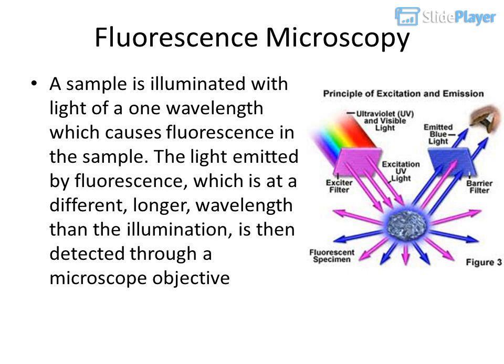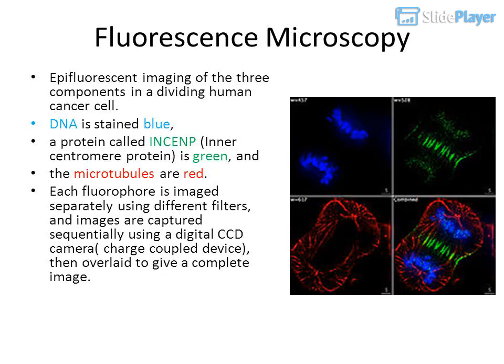Fluorescence microscopy. A sample is illuminated with light of one wavelength which causes fluorescence in the sample. The light emitted by fluorescence, which is at a different, longer, wavelength than the illumination, is then detected through a microscope objective.